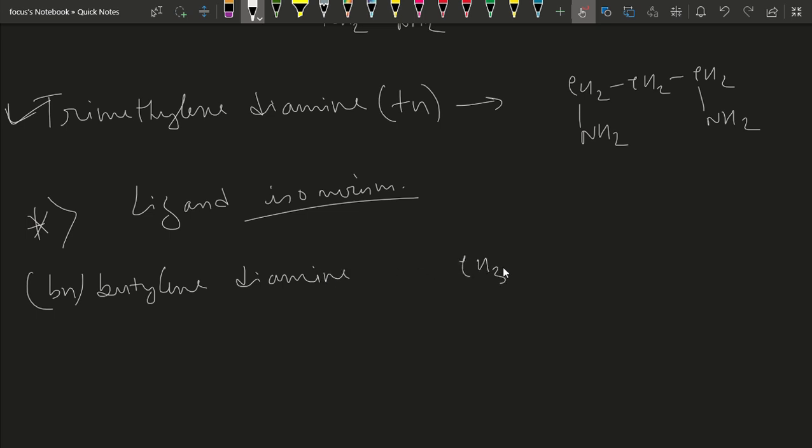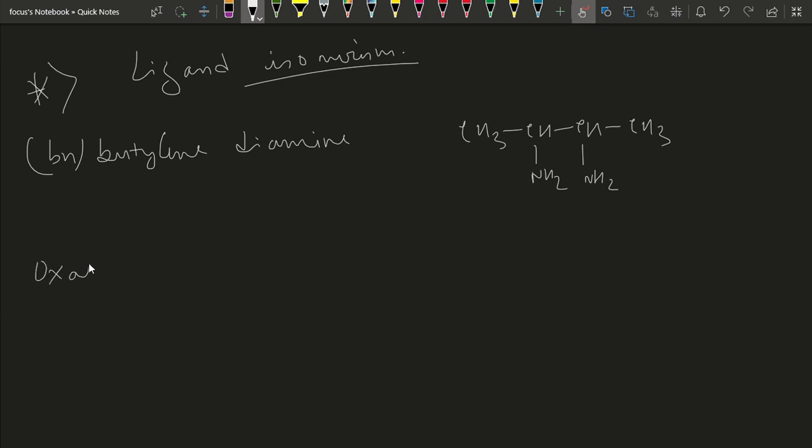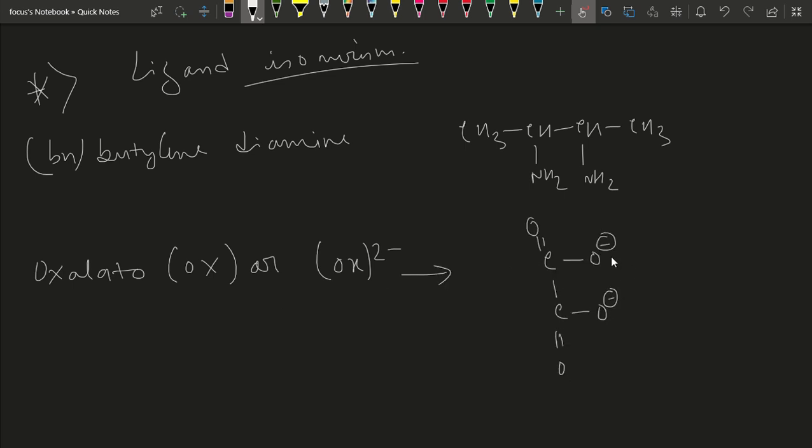The structure is, then oxalato. All of these bidentate ligands are very important in coordination compounds in the naming process and in the later detailed study of coordination compounds. So next is oxalato, which is represented as OX, or also OX2 minus, as it has two negative charges on it. This is a very common bidentate ligand. So here it donates electrons via these two oxygen atoms.